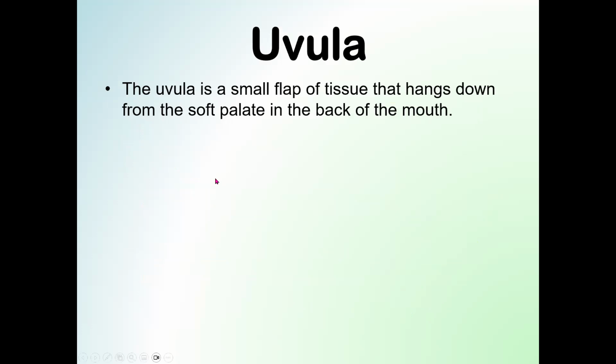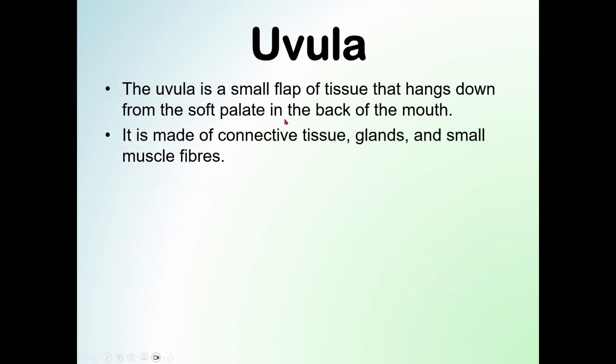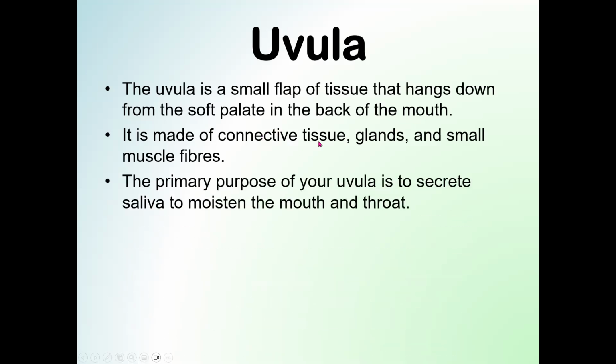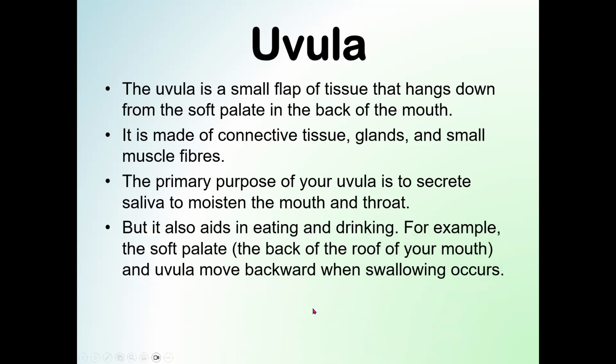The little dangly bit at the back is called a uvula. It has connective tissue, its own glands, and some muscles in it. The main purpose is to secrete saliva. The secretion is saliva, and it moistens the mouth and the throat. A lot of saliva comes from the back as well as from under the jaw. It's also important in eating and drinking. I don't know if you know the difference between the soft palate and the hard palate.